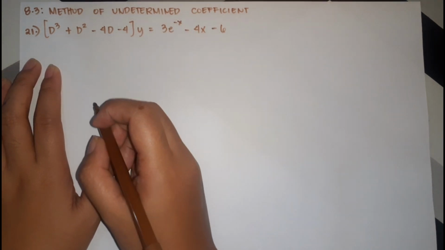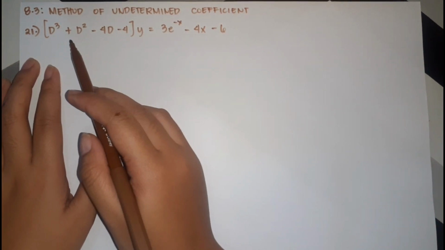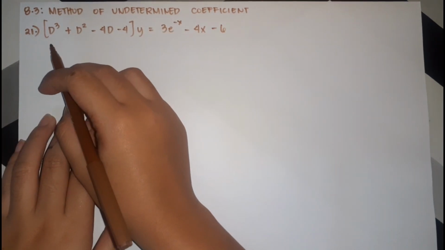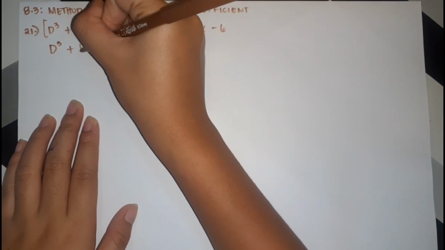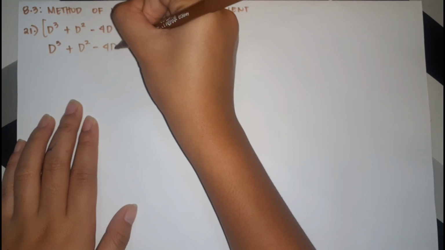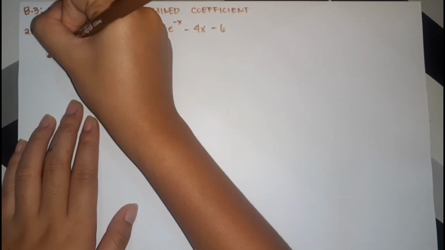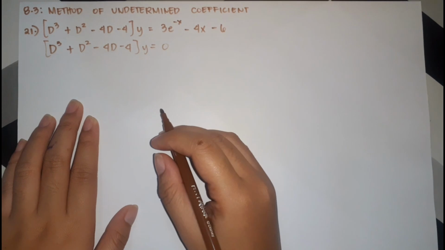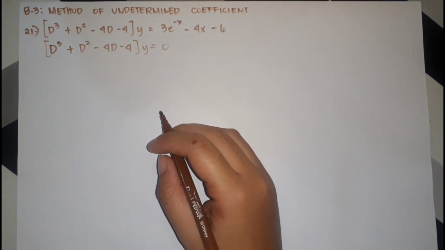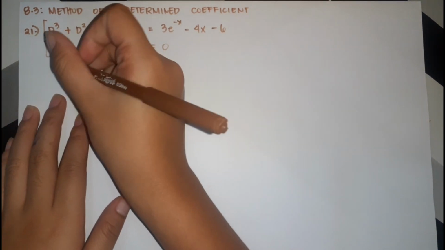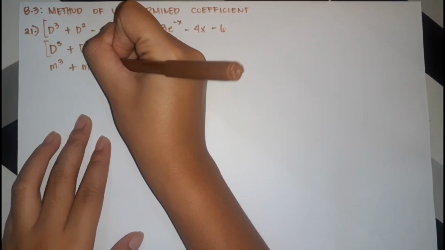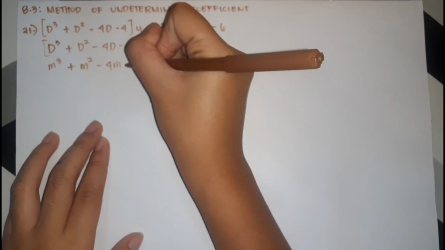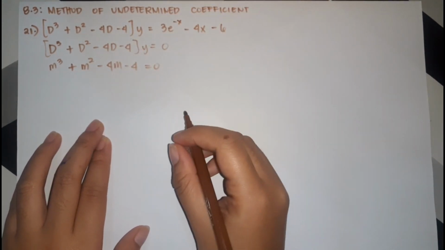In solving the complementary solution, we first transpose this into a homogeneous differential equation, so we just equate this to 0. D cubed plus D squared minus 4D minus 4 times y is equal to 0. The next step is to solve for the roots, so we change D into m. This will be m cubed plus m squared minus 4m minus 4 equals 0.